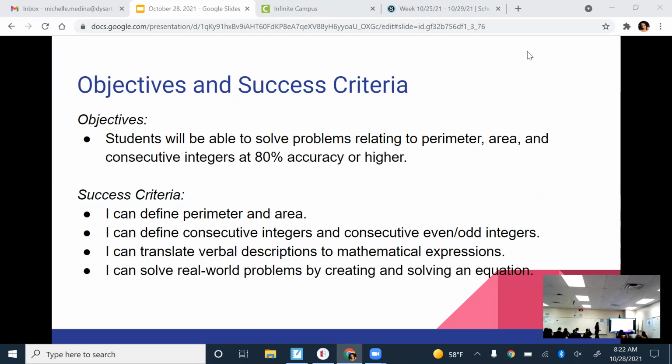So to be successful at that, you need to be able to define perimeter and area, to define consecutive integers and consecutive odd or even integers, to translate verbal descriptions to mathematical expressions, so know what operation you need to do, and then to make those expressions in order to solve.